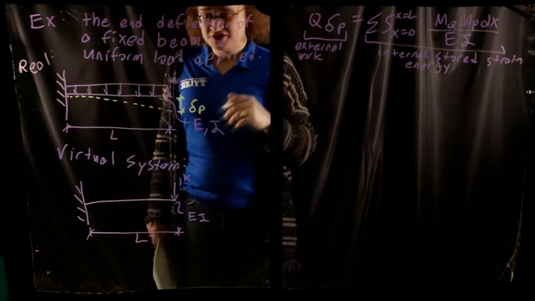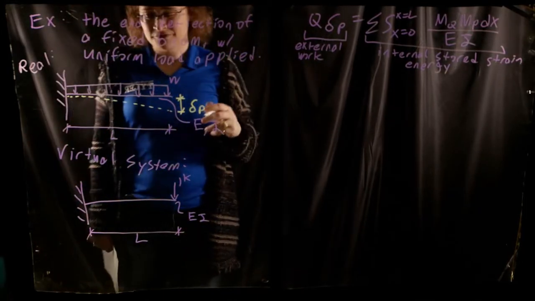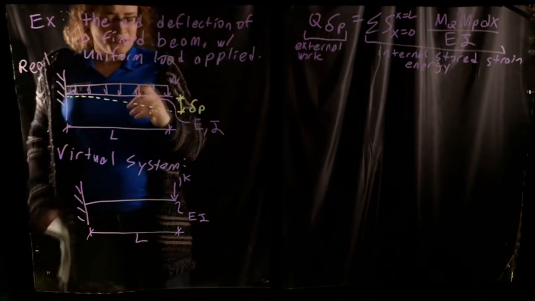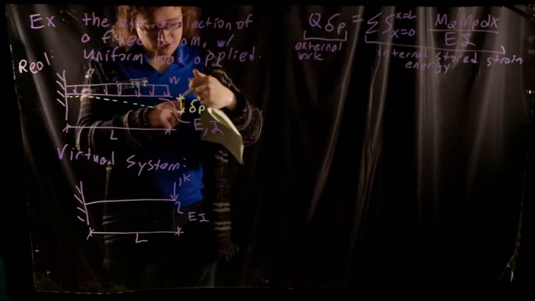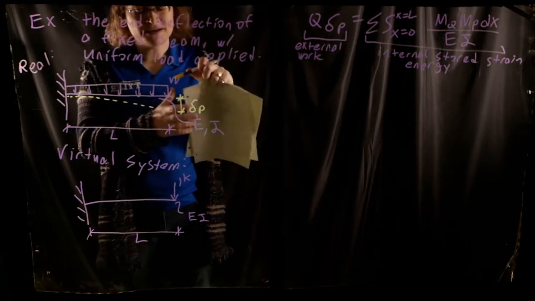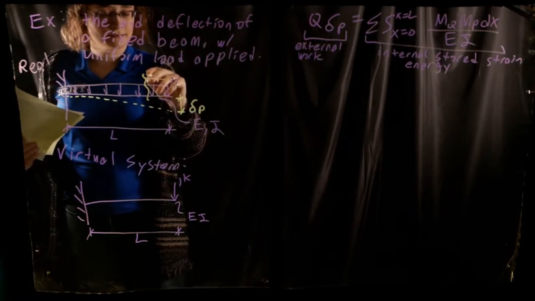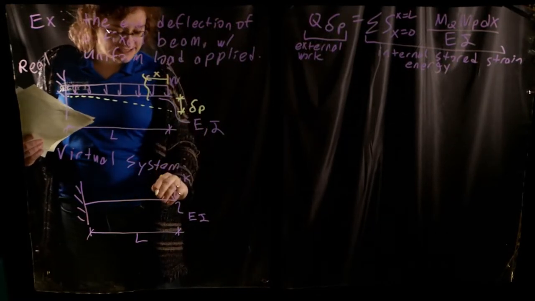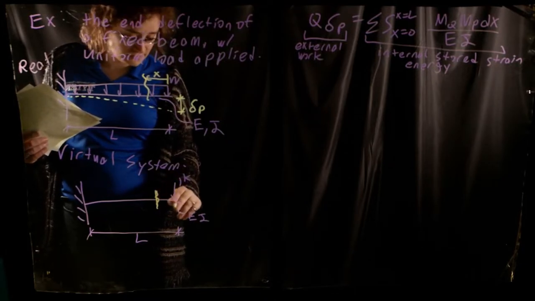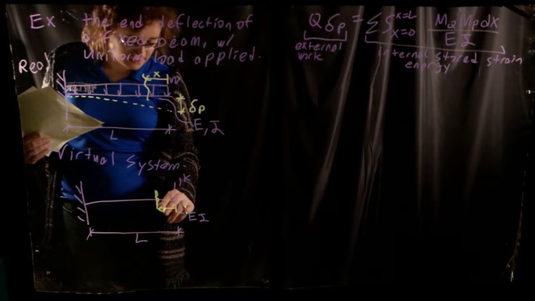Now, I think for this one, to avoid calculating a lot of reactions and to keep the math as simple as possible, with both of them I'm going to cut a certain distance x from the end, but I'm going to do that measuring x from the right-hand side, like this. So cutting like this.